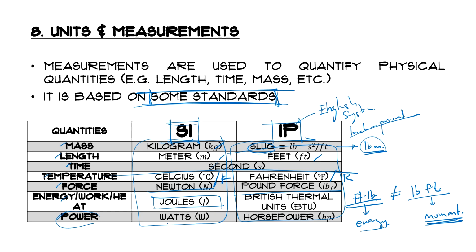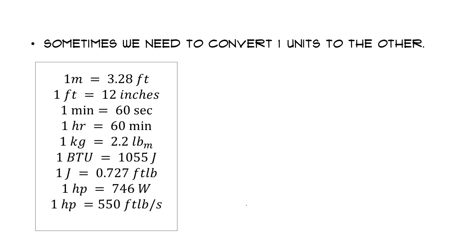So we have the unit of watts, which is just equal to joules per second. And here we have horsepower, and we also have other units like foot-pound per second, or foot-pound per minute, so there's going to be conversion for that. Sometimes we need to convert one unit to another, so we need to know the conversion of the units.